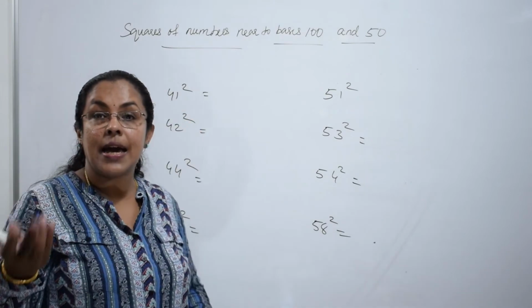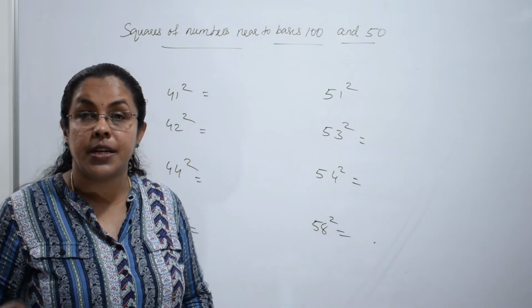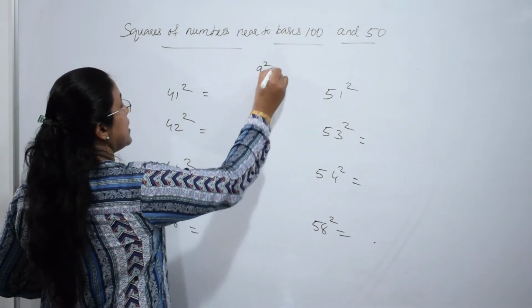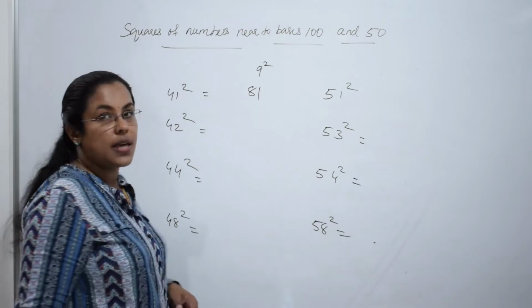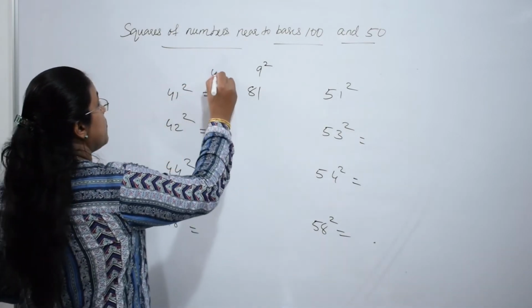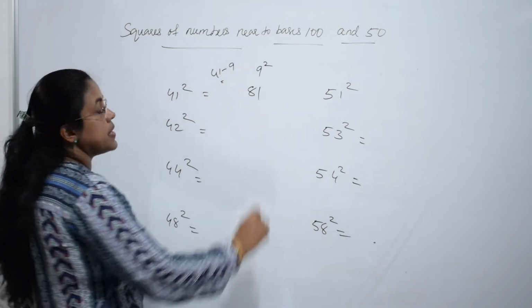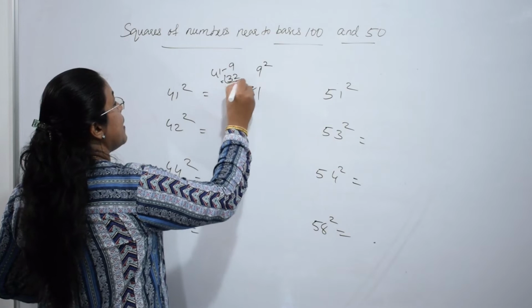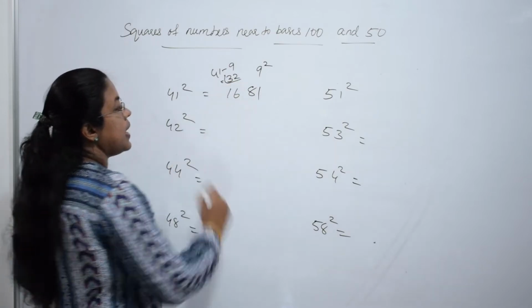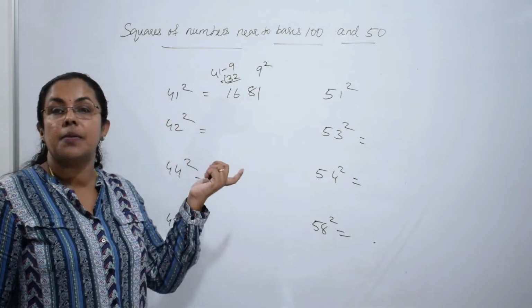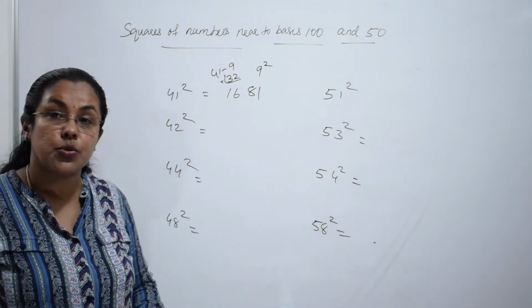41 is 9 less than 50. That side is unaffected. So we can write the answer directly. 9 square is 81. Left side, 41 minus 9. What is that? 41 minus 9 is 32. Divide 32 by 2. The final answer is 1681. Left side, divide the number by 2.